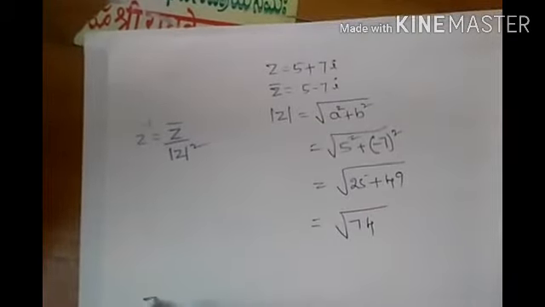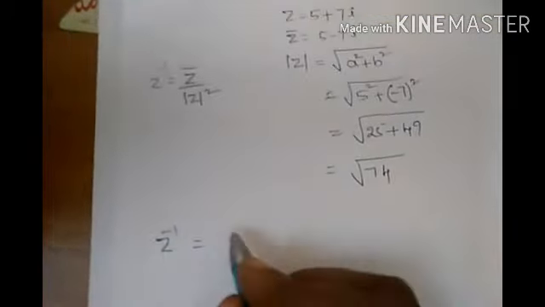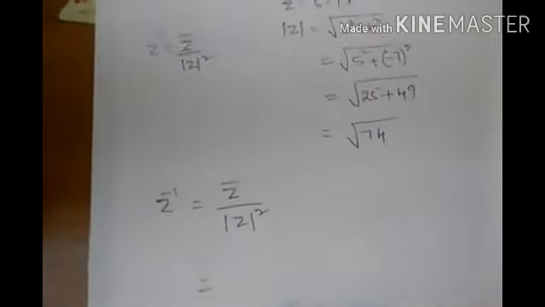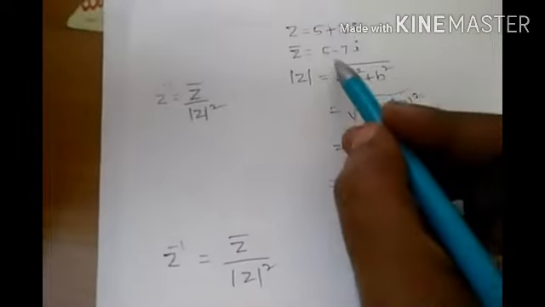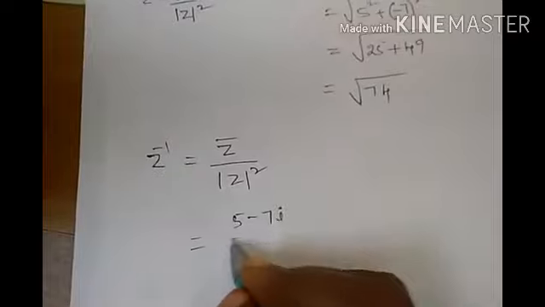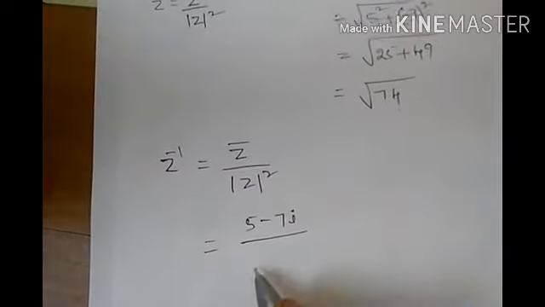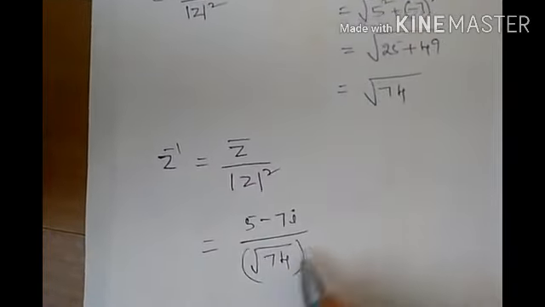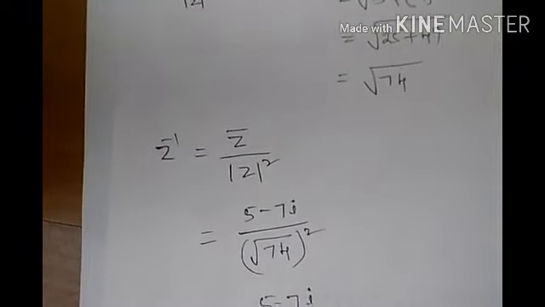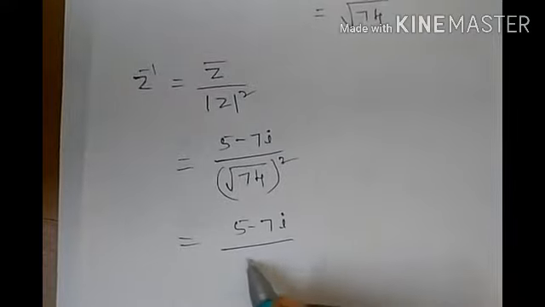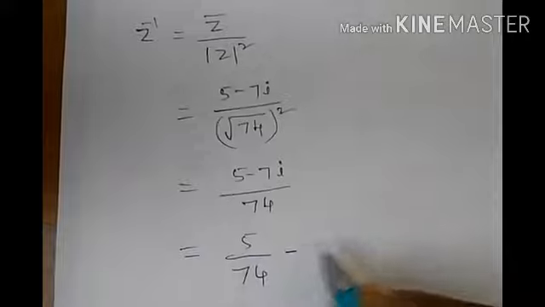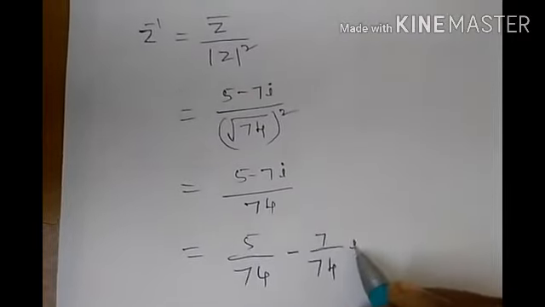Now, by using the formula, Z inverse equal to conjugate of Z by mod Z whole square. The conjugate of Z is 5 minus 7i, by mod Z whole square, which is square root of 74 whole square. That is equal to 5 minus 7i by 74, which is 5 by 74 minus 7 by 74 i.